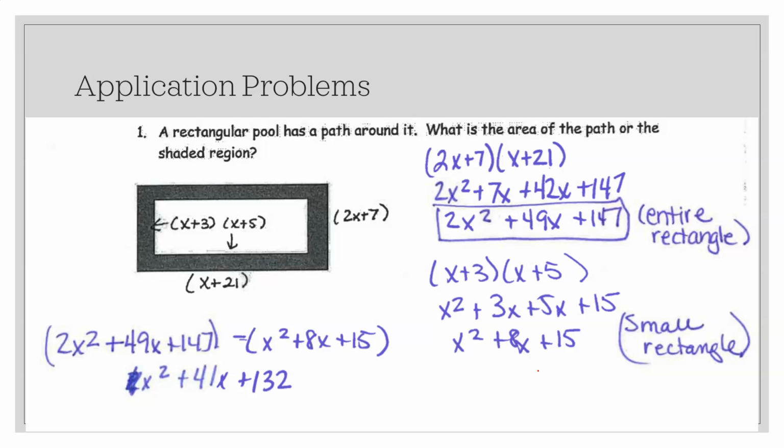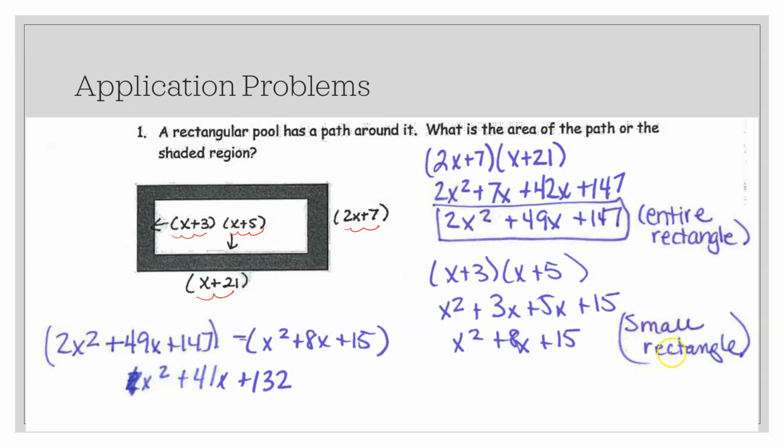Here's our application problems. This says a rectangular pool has a path around it. What is the area of the path or the shaded region? So you need to find the whole thing by multiplying this and this together to get 2x squared plus 49x plus 147. Then you need to find the area of the inside, which take x plus 3 times the quantity of x plus 5. You get x squared plus 8x plus 15.